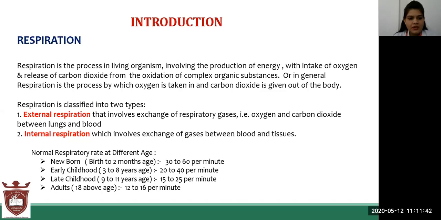Normal respiratory rate. Respiratory rate means how many times we breathe within 1 minute. In newborn babies, the respiratory rate is 30 to 60 per minute. In early childhood, it is 20 to 40 per minute. In late childhood, it is 15 to 25 per minute. In adults, above 18 years of age, it is 12 to 16 per minute.